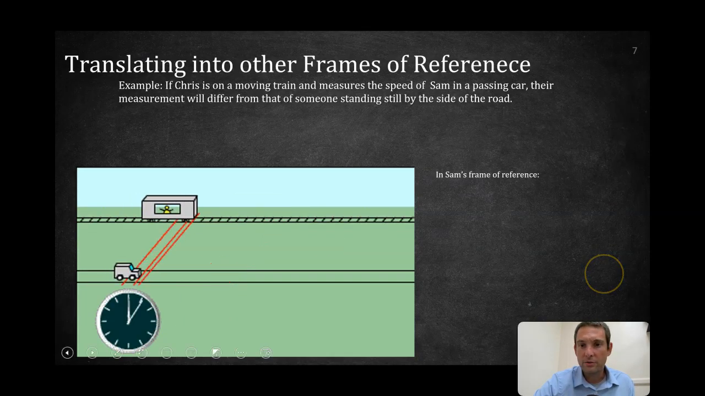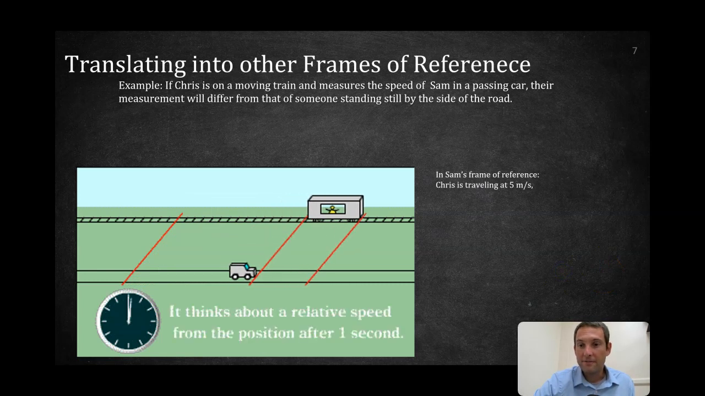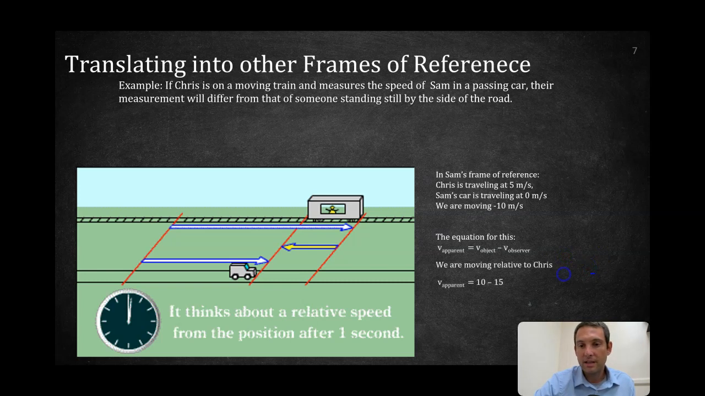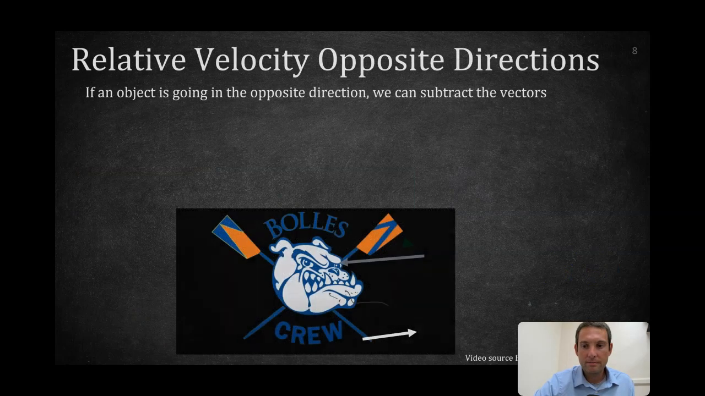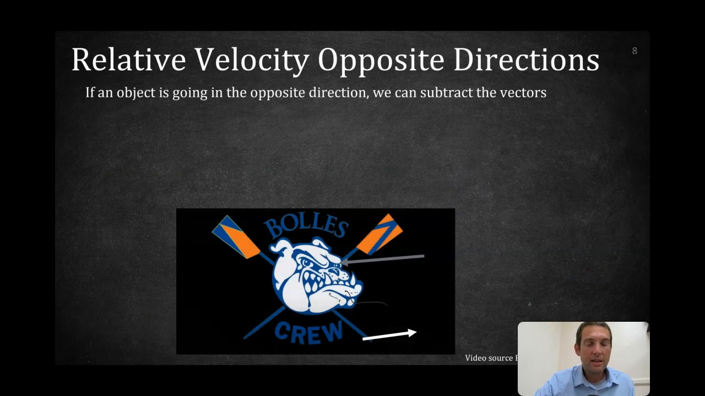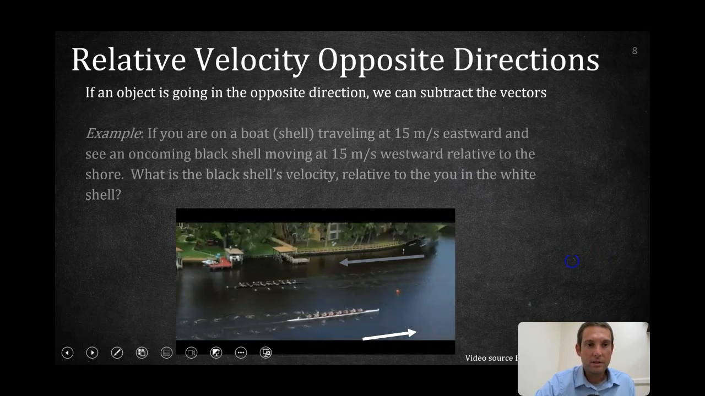Now let's go into Sam's frame of reference. Chris is now traveling at 5 meters per second. Sam is not traveling, just at 0 meters per second. And we are moving -10 meters per second. Again, you can go through this equation, but that is not right. If an object is going in the opposite direction, we can subtract the vectors.